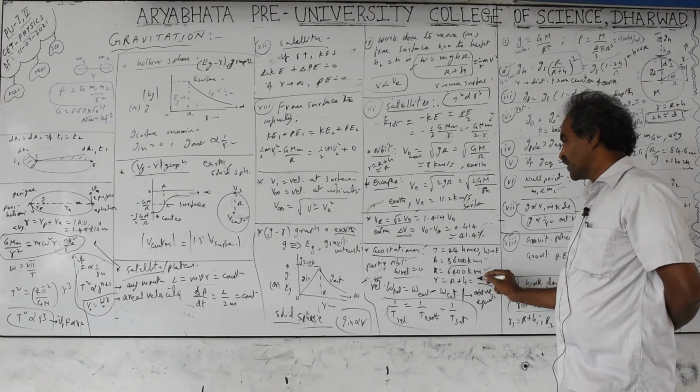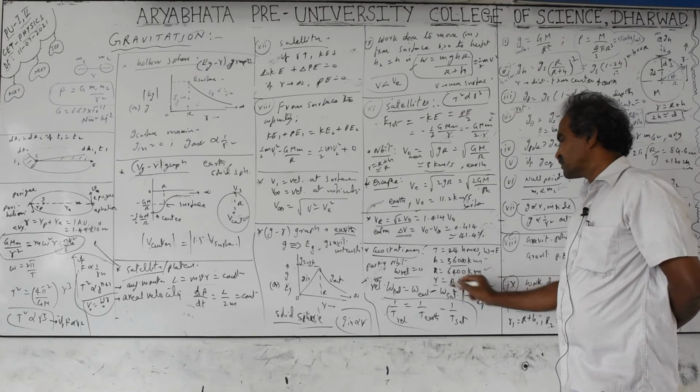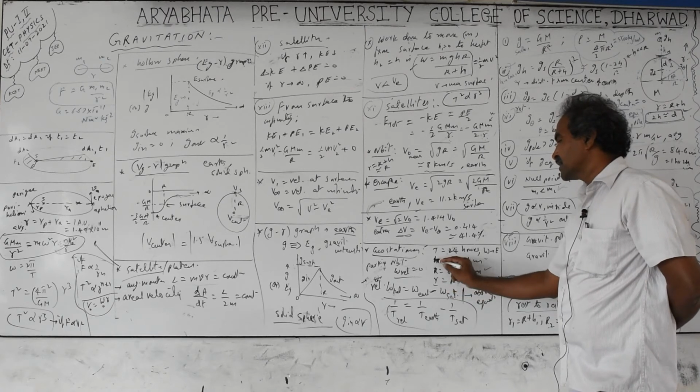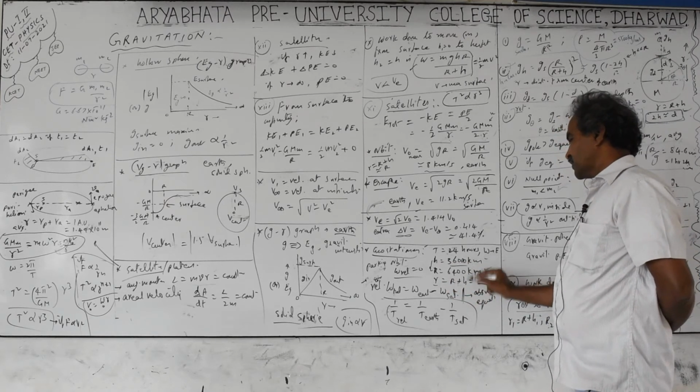The radius of the Earth is 6,400 kilometers. Adding these two, you get the total distance from the center, that is the radius of the orbit. The radius of the orbit is h plus r, equal to r plus h. You can add this and you will get the relation.